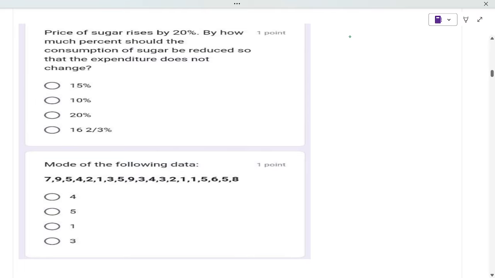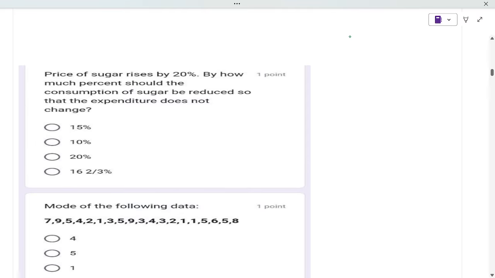Okay, the price of sugar rises by 20%. By how much percent should the consumption of sugar be reduced so that the expenditure does not change? Alright, so here let's say the original price of the sugar is B, the original consumption is C, and the original expenditure is E.